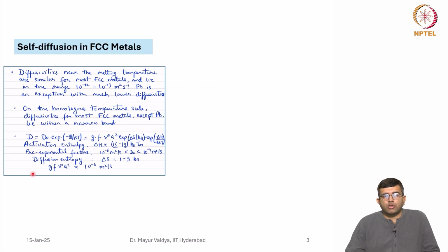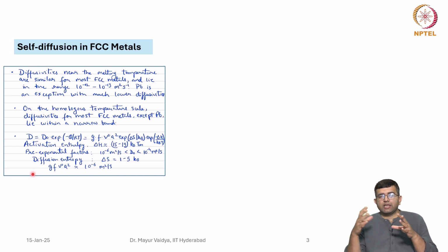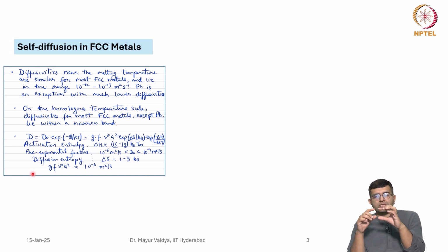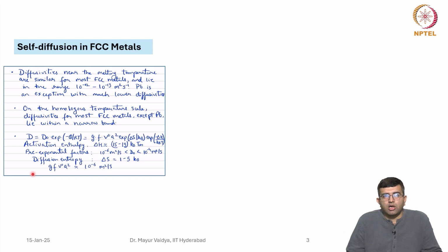So, if you talk about the FCC metals, the diffusivities near the melting temperature are similar for most of the FCC metals, and they lie in the range of 10 power minus 12 to 10 power minus 13 meter square per second. Pb is an exception because of much lower diffusivities. That is why I also pointed it out in the previous slide that it has a higher activation enthalpy. And on the homologous temperature scale, the diffusivities for most of the FCC metals except lead lie within a narrow band. So, for all the FCC metals the diffusivities do not vary so much.